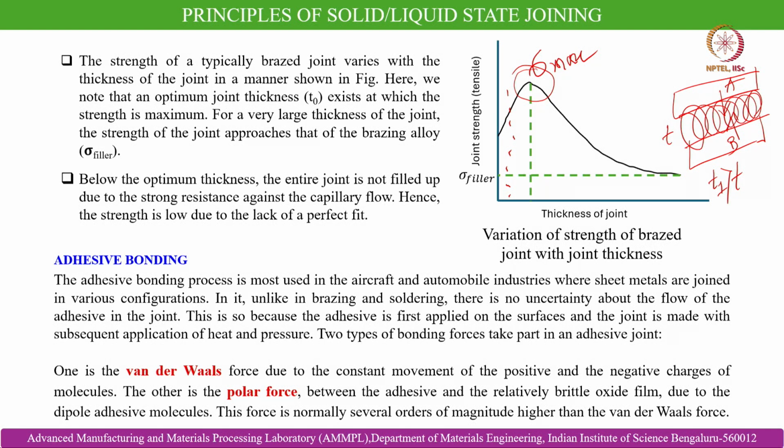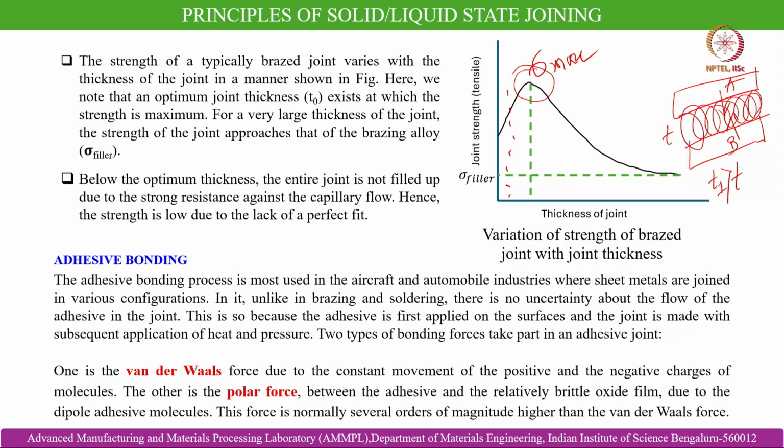Why is it so? This is because of the lack of capillary flow of the filler material to completely fill the joint. It needs a certain gap, a certain thickness between the joint. So, until that thickness is reached, the strength is lower. That is the reason there is an optimum joint thickness in brazing, and also in adhesive bonding as well, which we will discuss next.